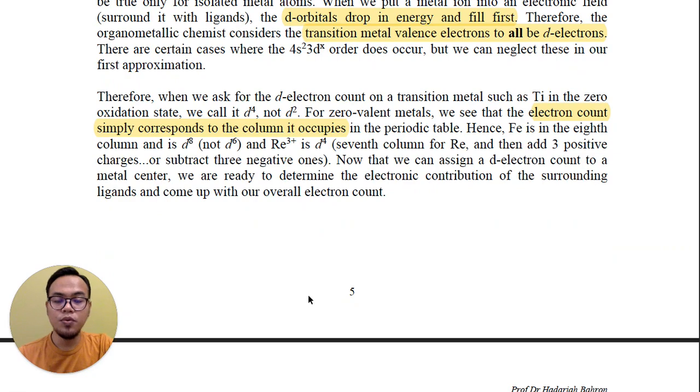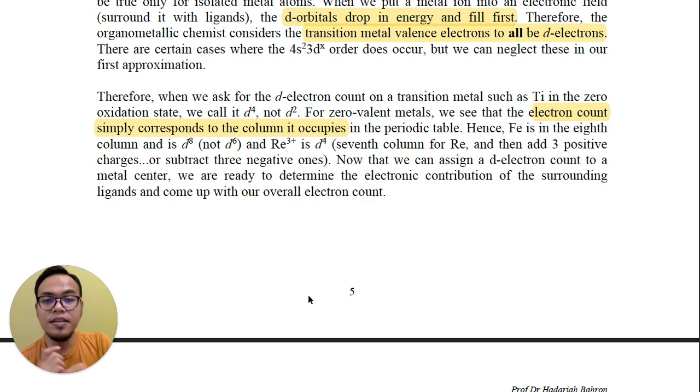So therefore, when you want to count the number of electrons for your metal, it's very easy, because for zero oxidation state metals, or zero valent metals, non-bonding metals, the number of electrons corresponds to the column it occupies. Meaning, for example, iron is in the 8th column, so we call it d8 metal. If it is located in the 7th column, we call it d7.